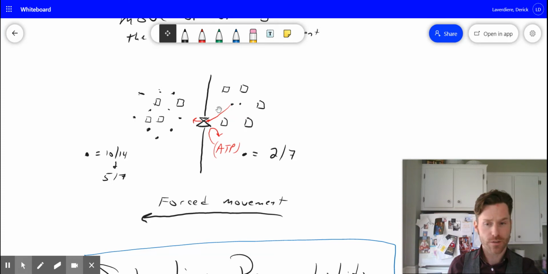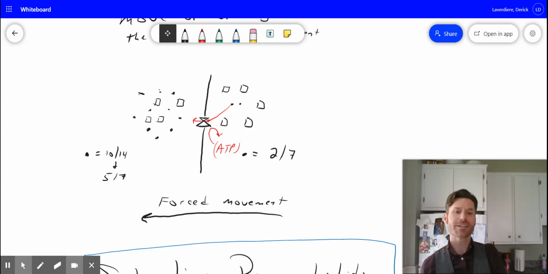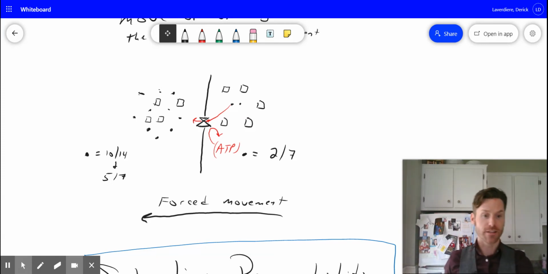So the circle is going to engage with this protein channel. We're going to throw some energy at it in the form of ATP. The protein channel is going to use that energy to push the circle uphill against the concentration gradient and say, bye, circle, get out of my life. So that's active transport. Again, it needs energy. That's what makes it active. So that's passive versus active.